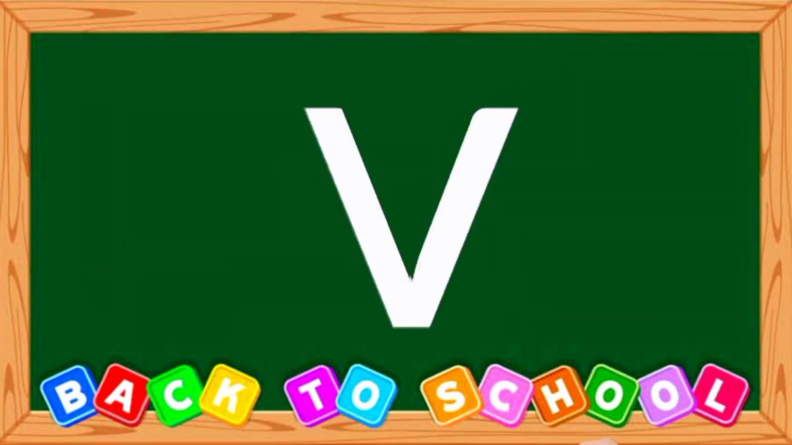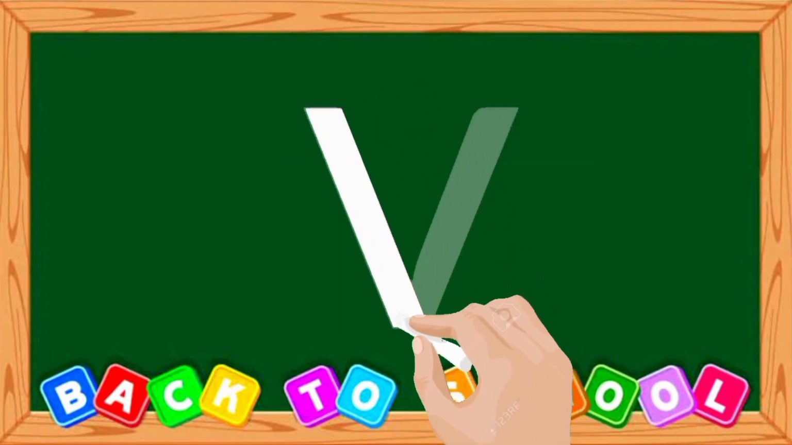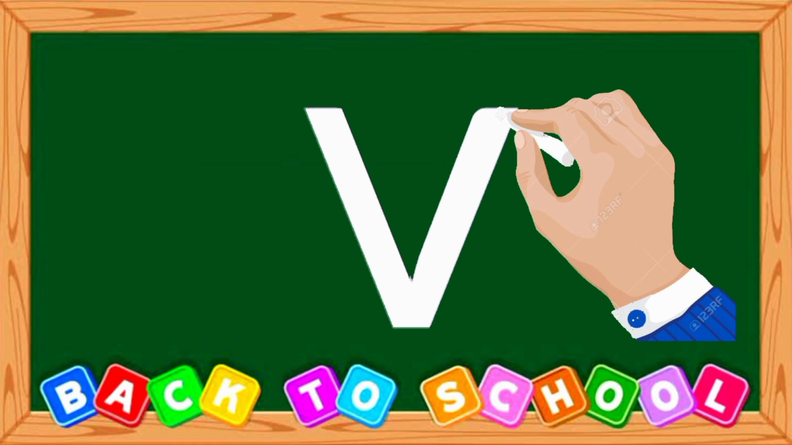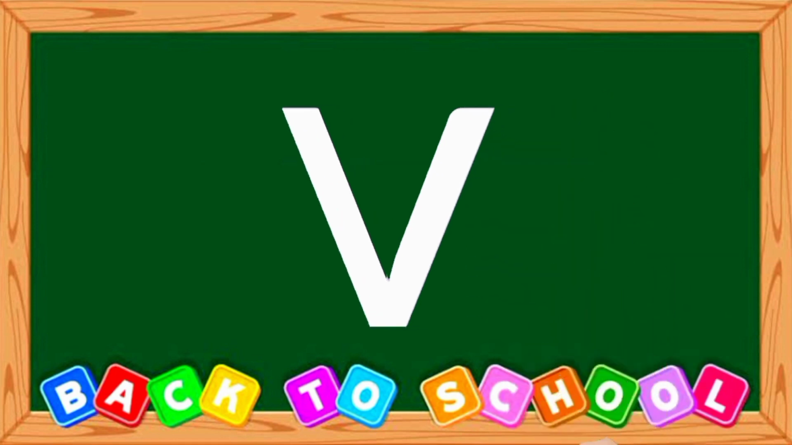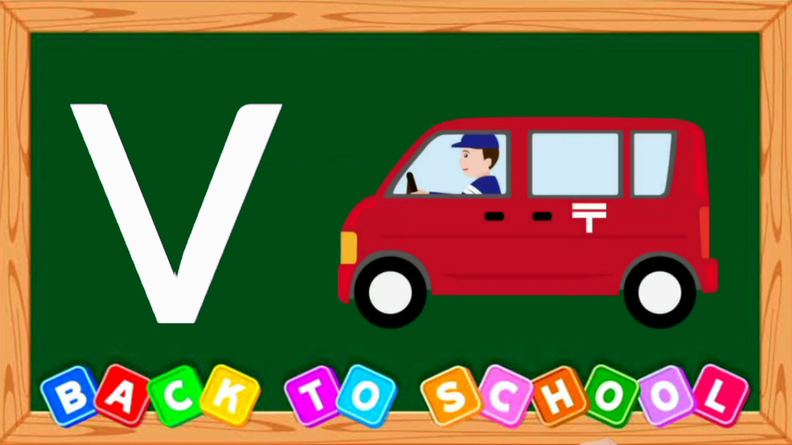Letter V. One slanting line from top to the bottom and one again slanting line from bottom to the top makes my letter V. V says V. V as in van.